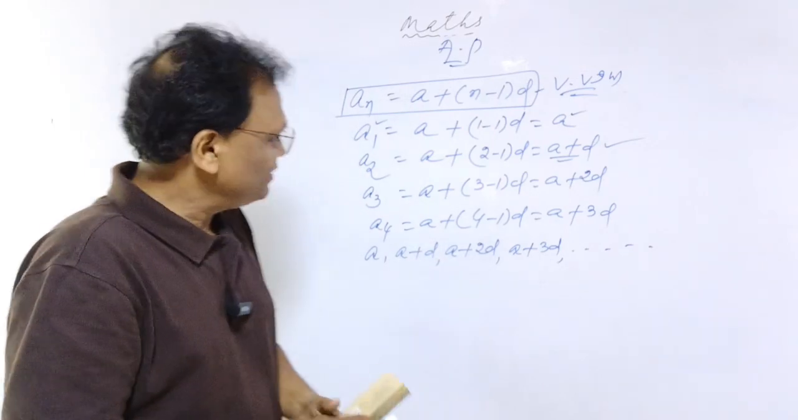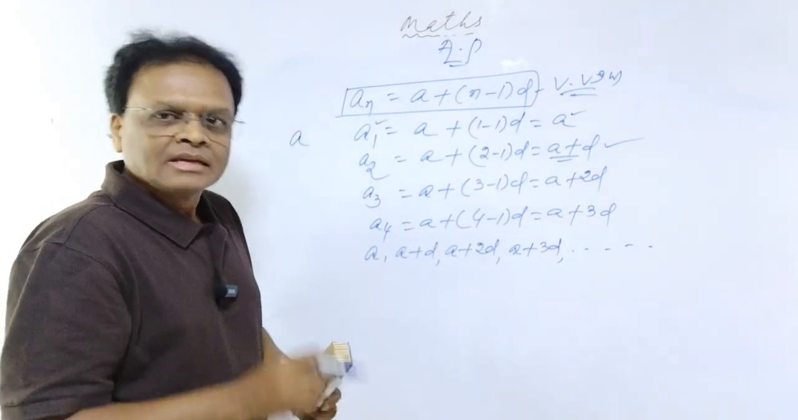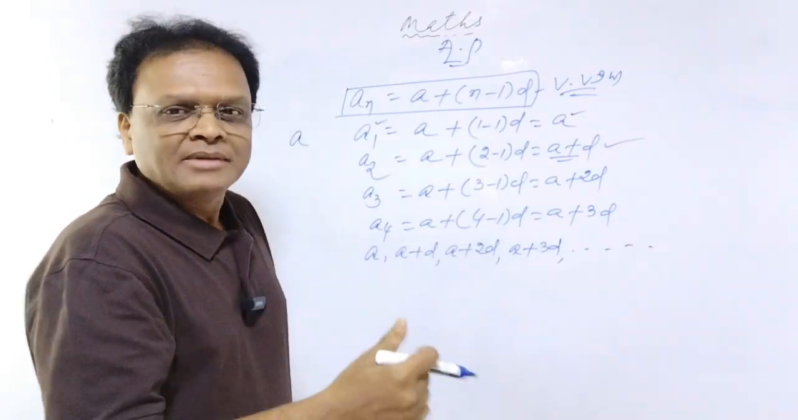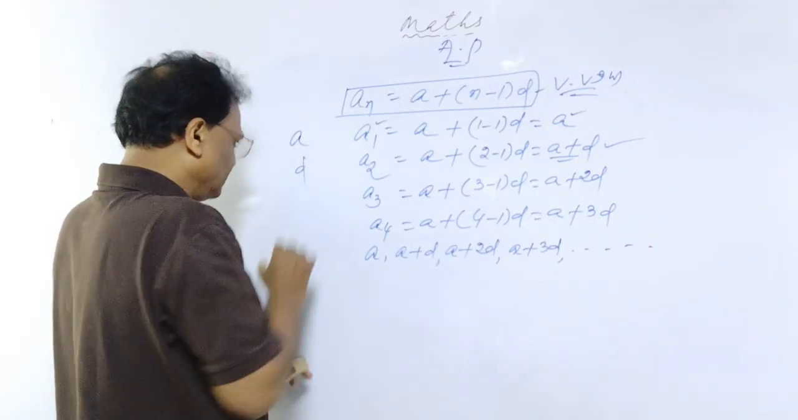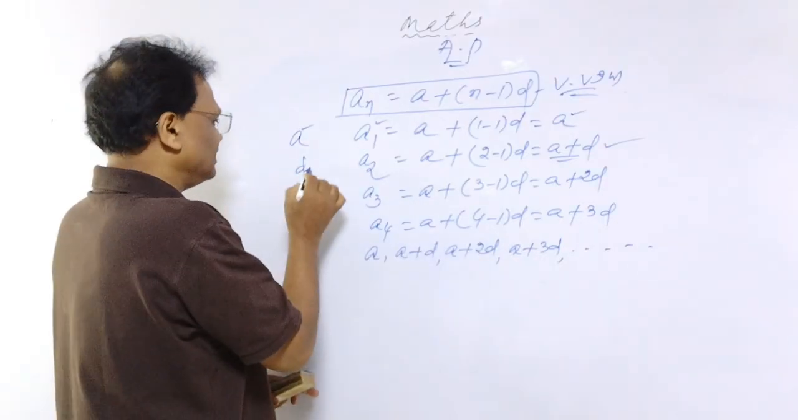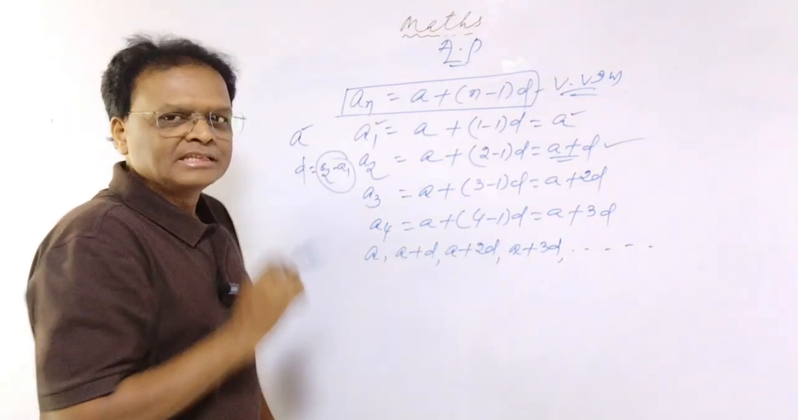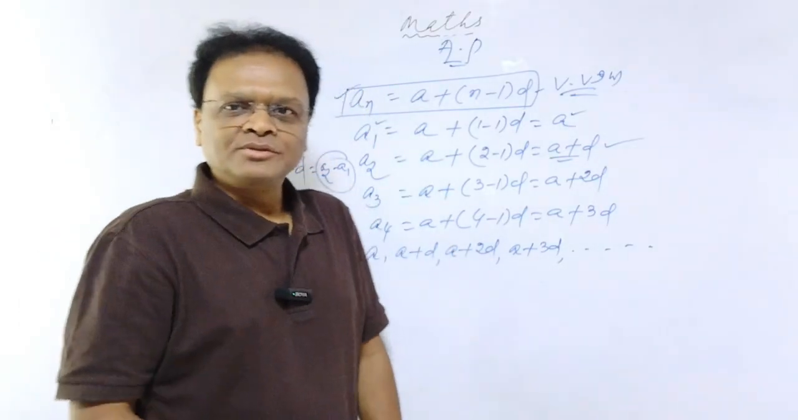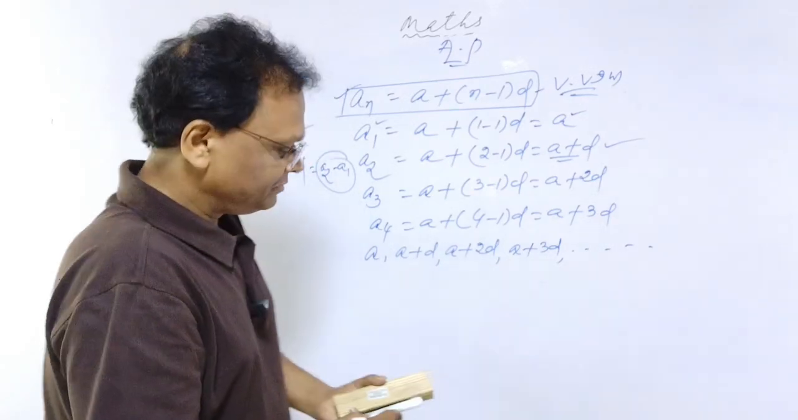Now you tell me, what is the symbol for the first term? The first term is A. Always try to write the first term as A. And what is the mathematical symbol we use for the common difference? That is D. So first term A, common difference D, and the D formula is A2 minus A1. These two you must remember, and this formula will help you find any number of terms. Clear?